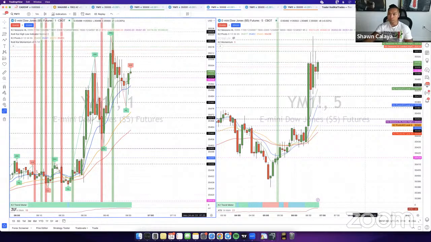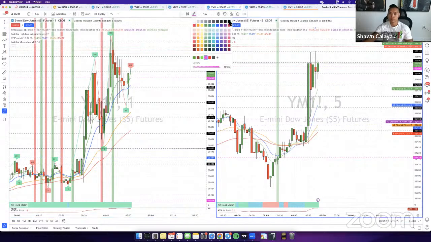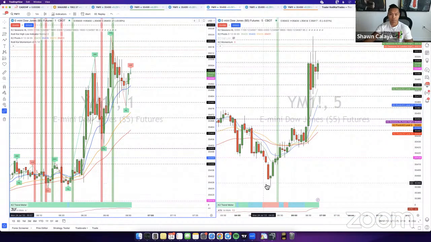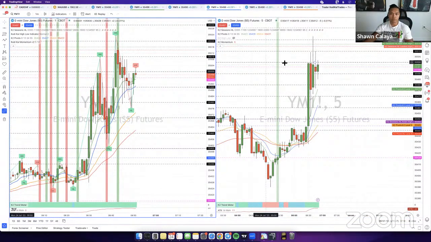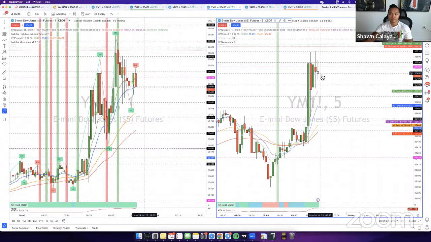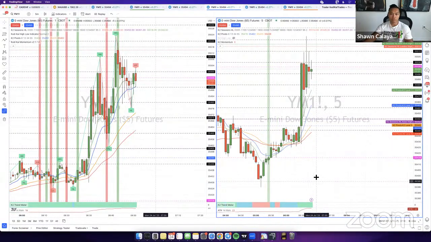Let me go and mark up some more levels up here. All right, so I have these linked. Whenever I draw something on the 5 minute or the 1 minute, it links into the other time frame. So, for example, I'm marking up the levels over here. When I mark up the levels on the 5, they come up on the 1 minute. So this is why I think we can apply the strategy on both time frames, because I can just link the markups. It's easier than having to switch back and forth between the time frames.